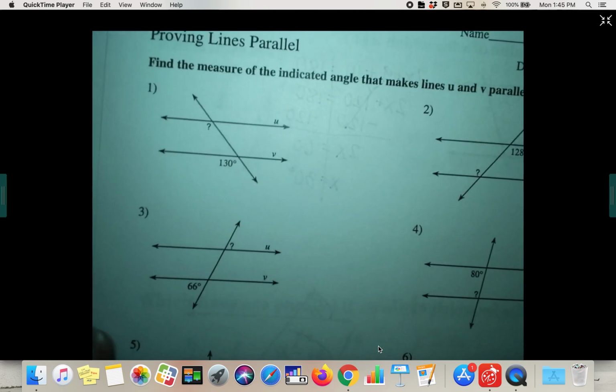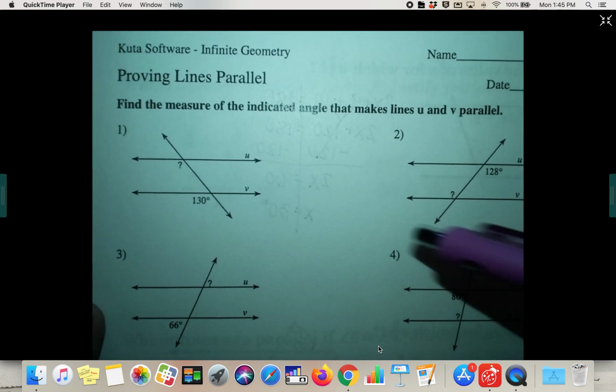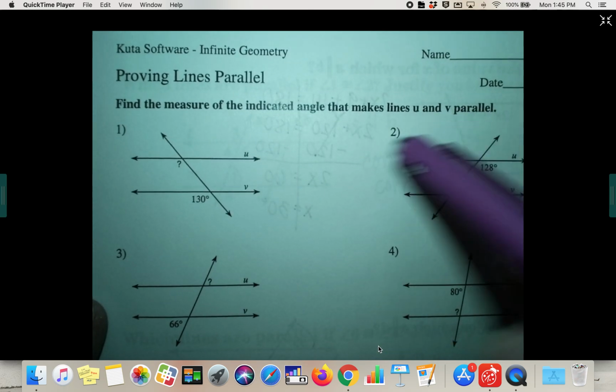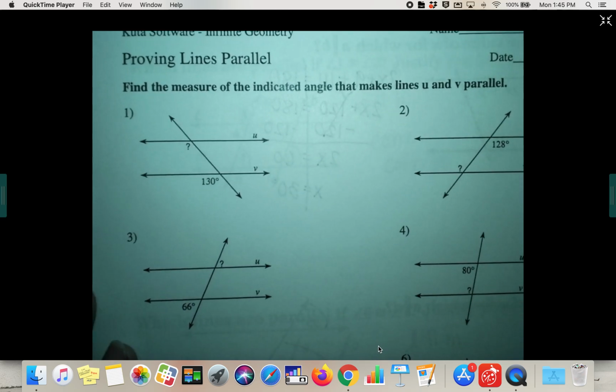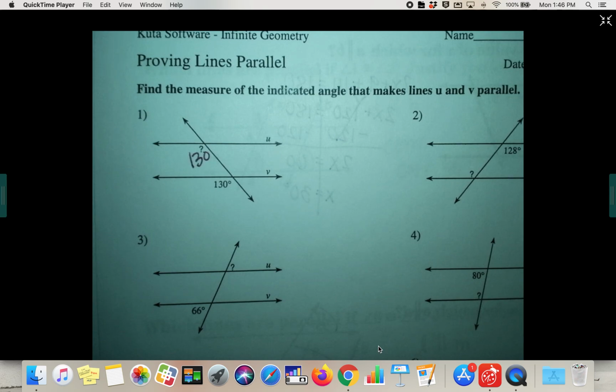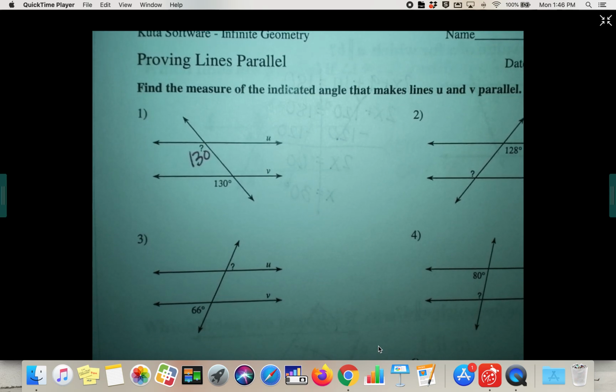Okay, the next page is just, a lot of these are a review. It's just flipping it on you. Find the measure of the angle to make U and V parallel lines. So these are corresponding, so this would be 130. This is actually a good time to push pause and just try this whole page by yourself, and then come back and make sure you did them all correctly.